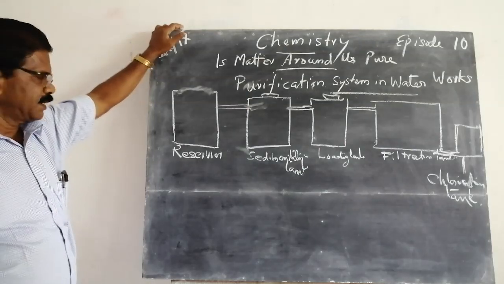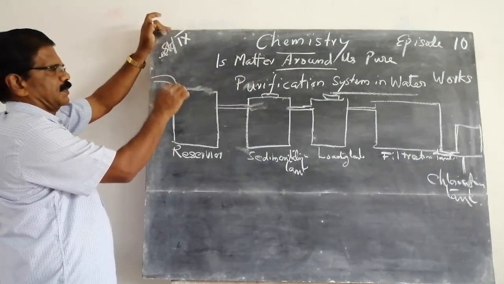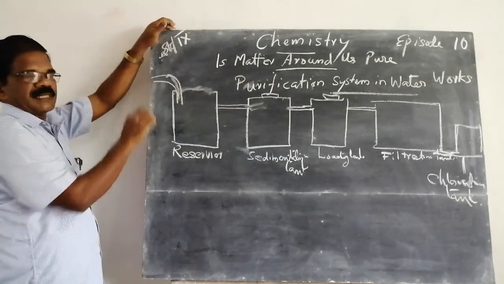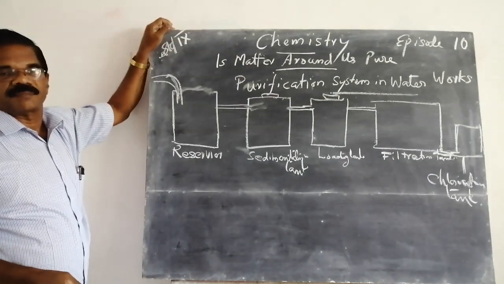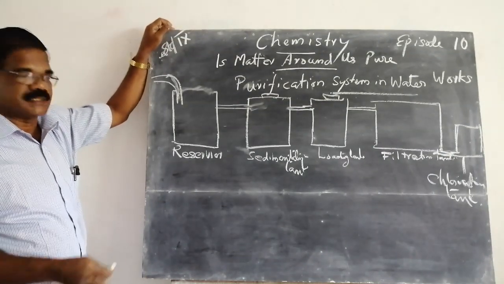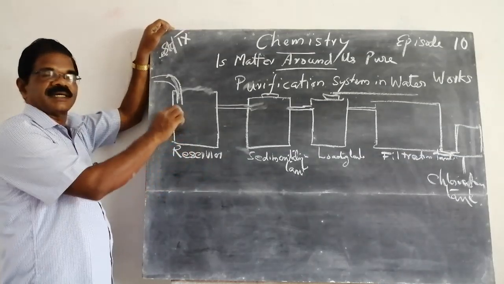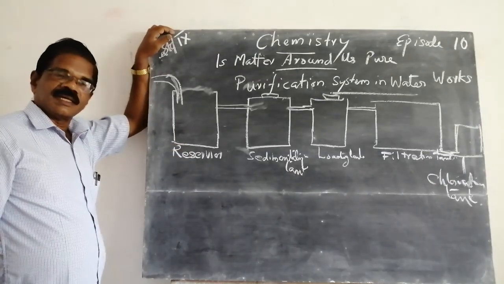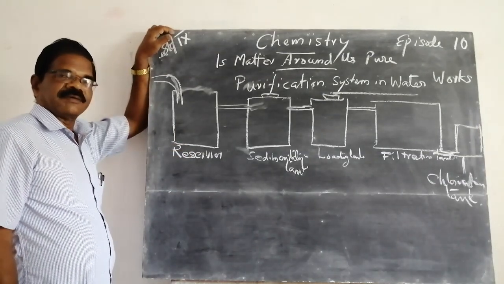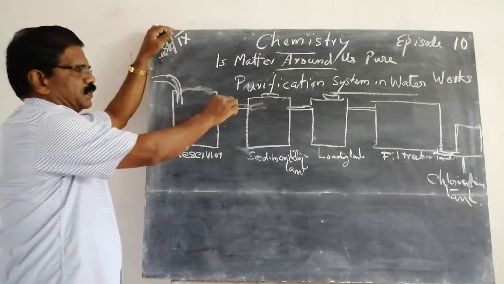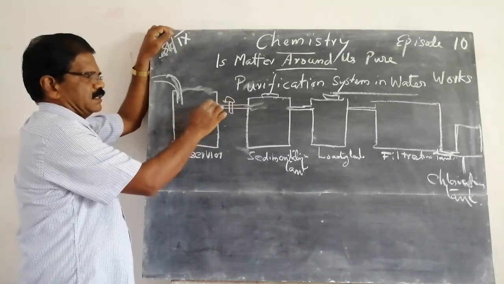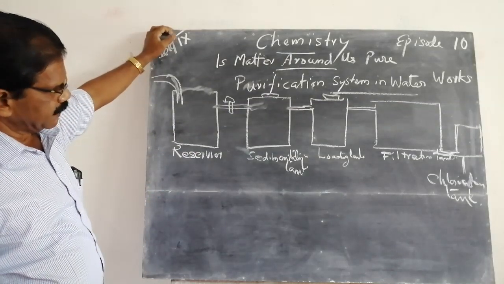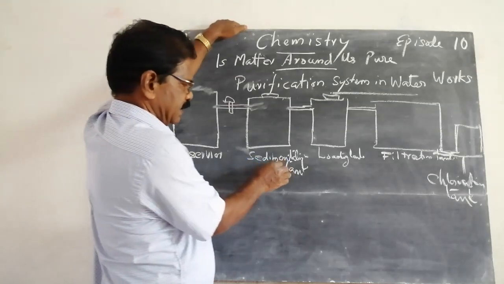Please look at here. The water from the motor pump is pumped first into the reservoir tank. In the reservoir tank, there is no purification. The water is kept reserved. Whenever we need, it is opened and passed on to the other water tanks. From the reservoir tank, it goes to the sedimentation tank.